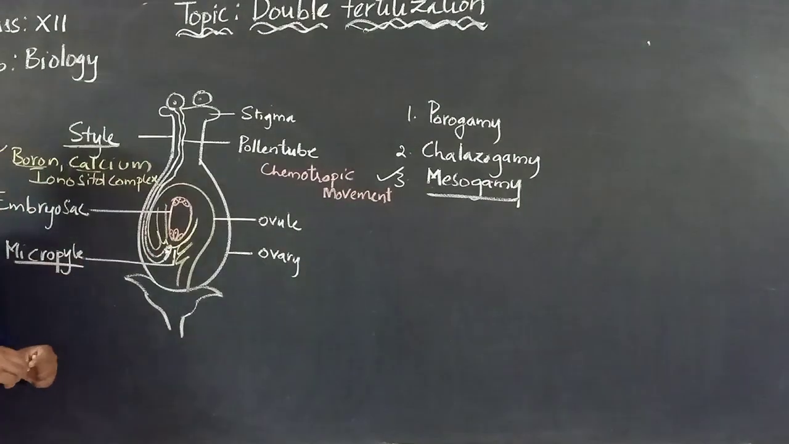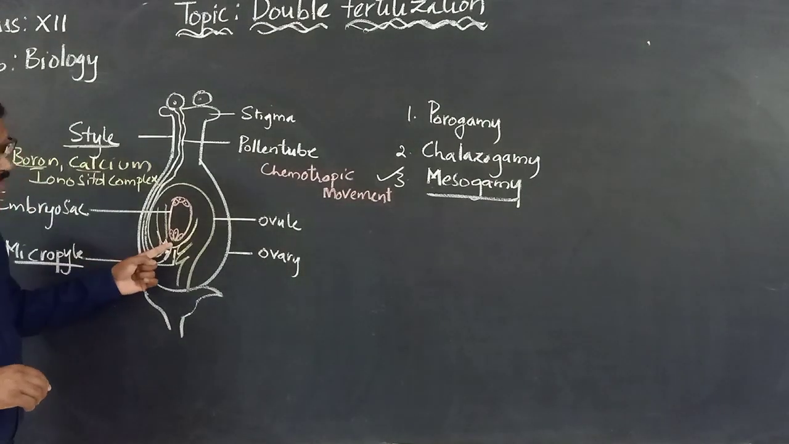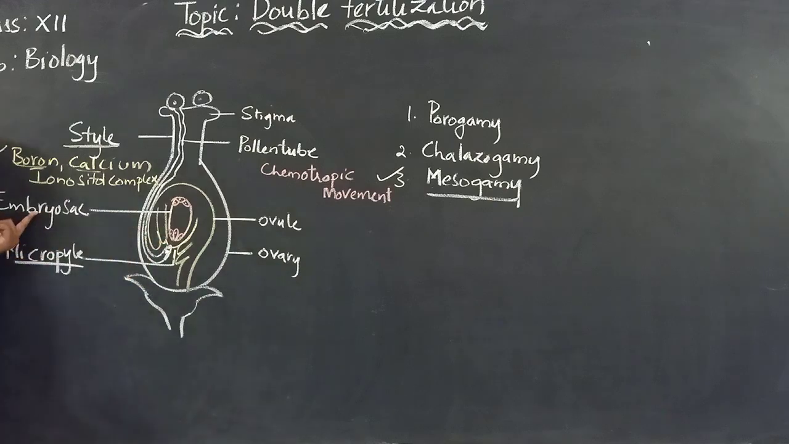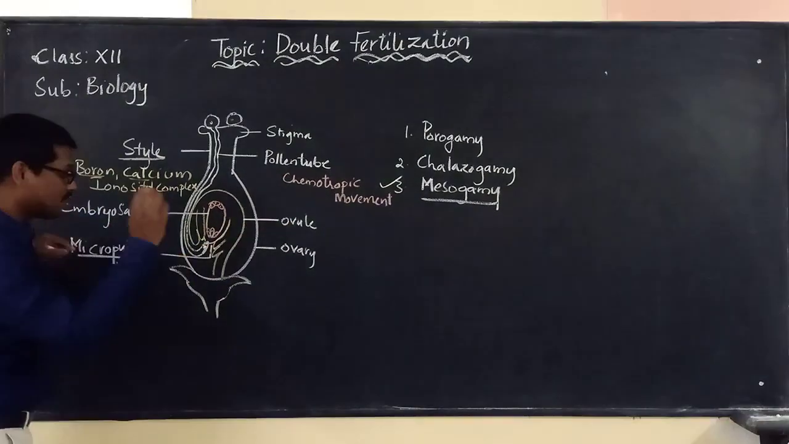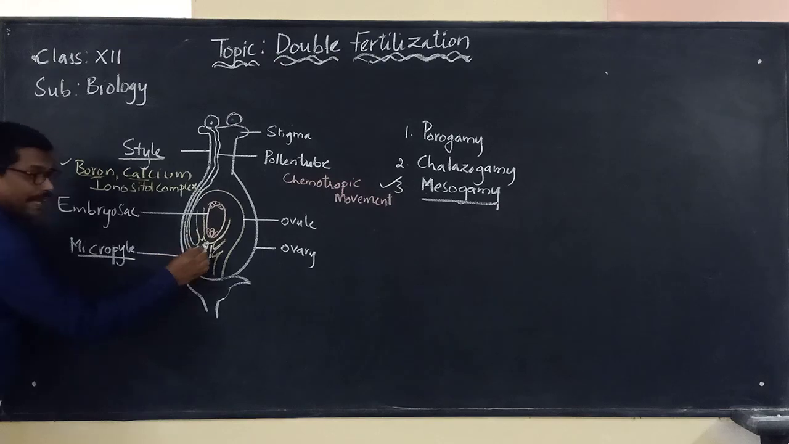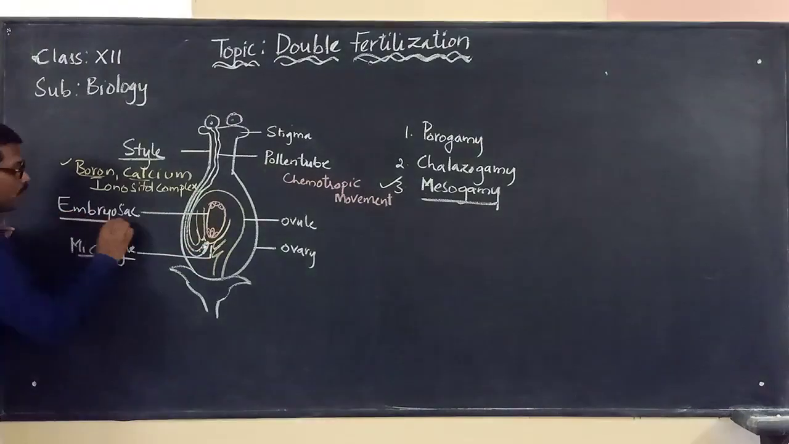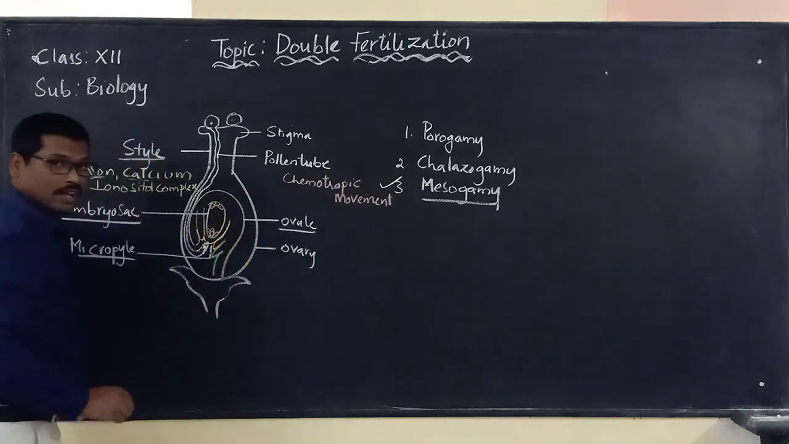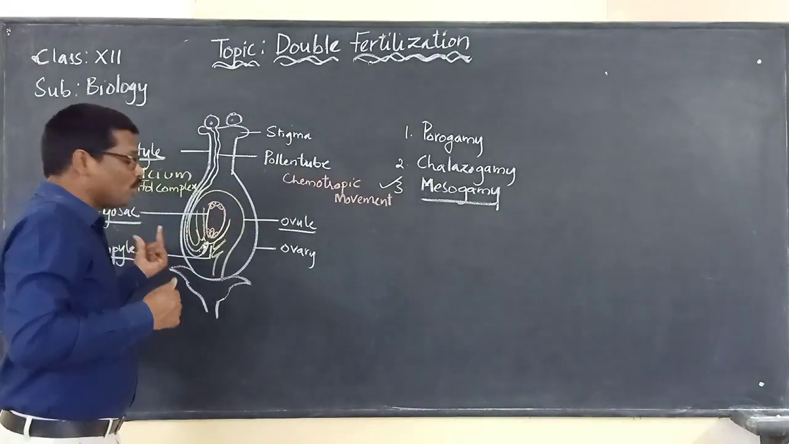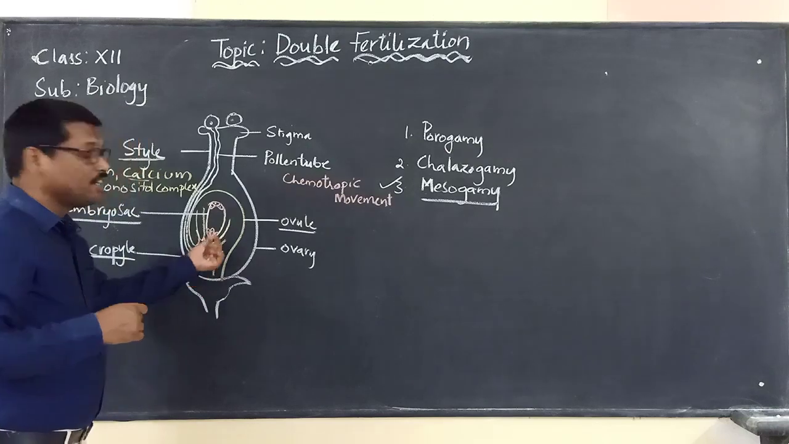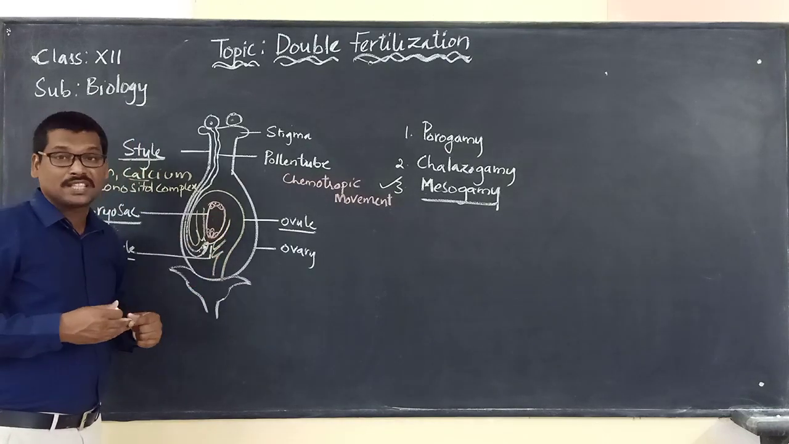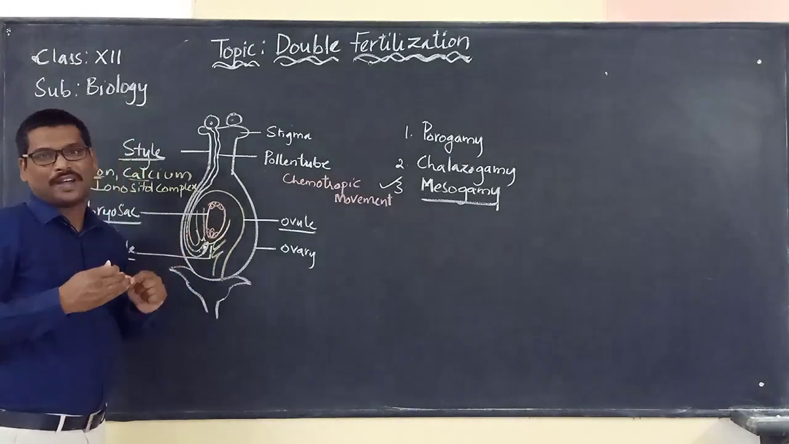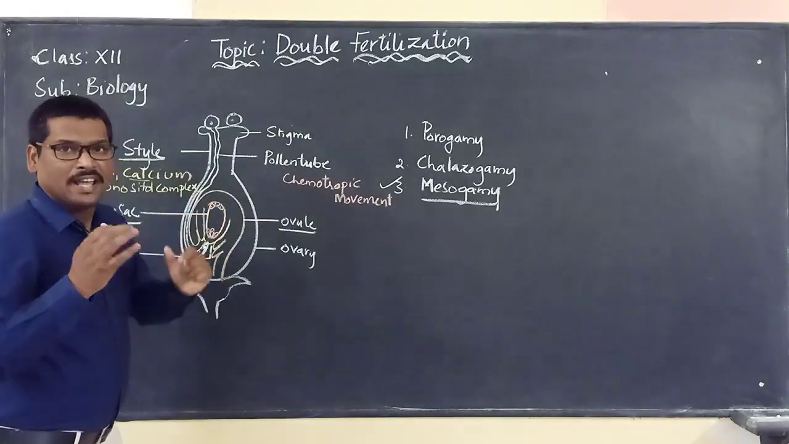This pollen tube will be attracted towards the embryo sac that is present in the ovule. Please remember, the pollen tube is attracted towards the embryo sac. Where is this embryo sac present? It is present in the ovule. The embryo sac, which attracts the pollen tube to enter inside, is called the female gametophyte.